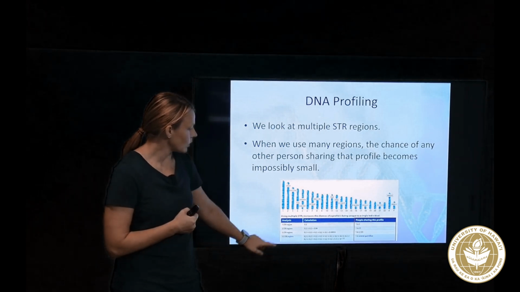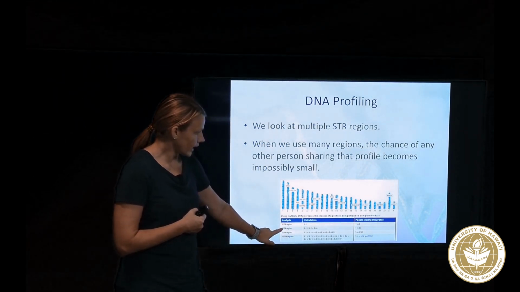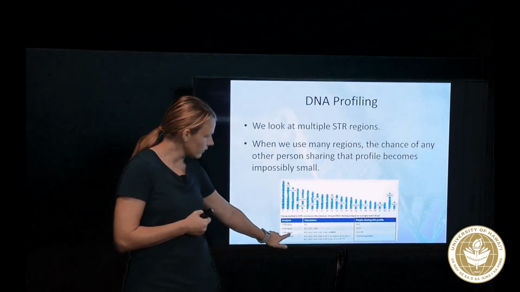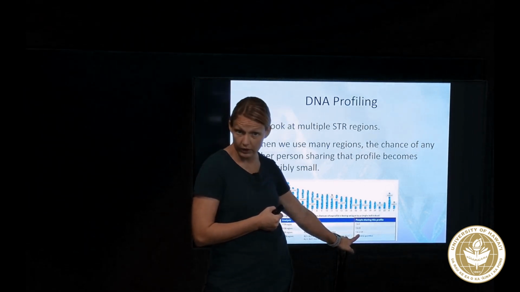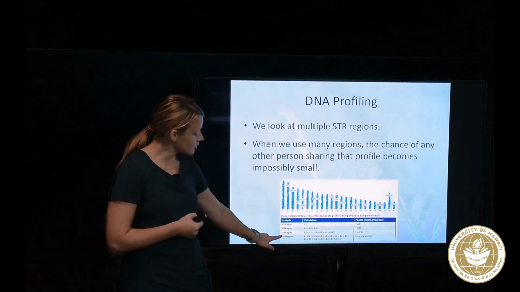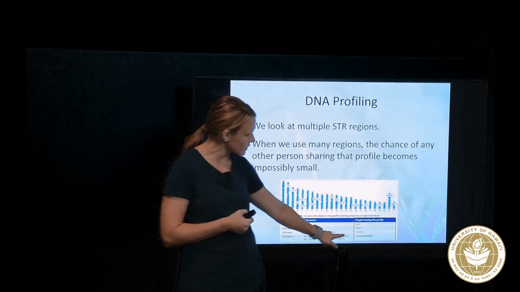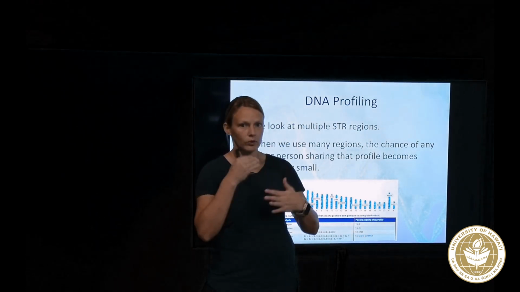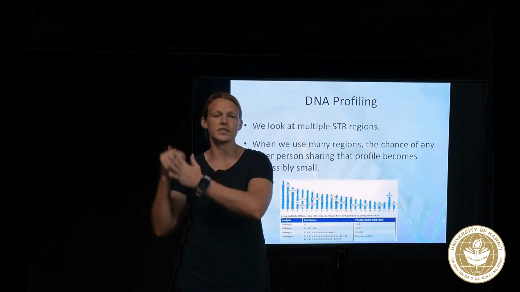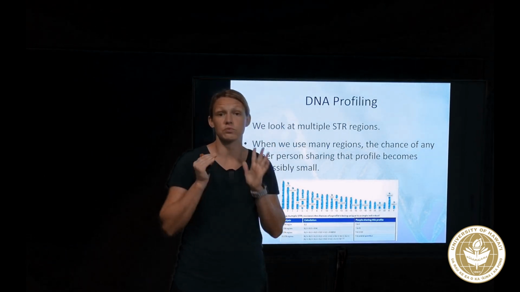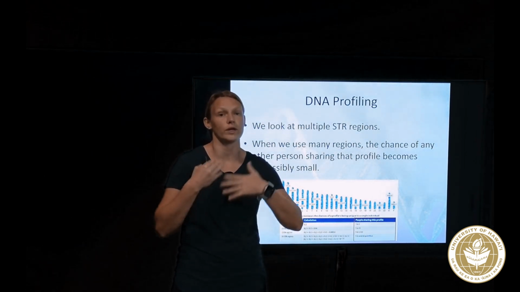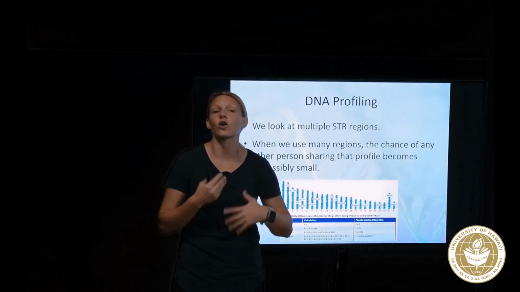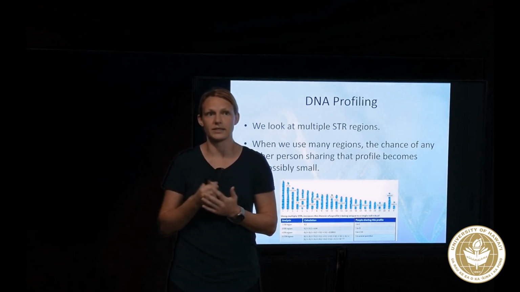If you do 2 STR regions, it becomes 1 in 25. 5 STR regions, 1 in 3,125 people. If you do 15 STR regions, it's 1 in several quintillion people. So you can see really quickly it increases, right? In terms of it's much less likely that you're going to have the wrong individual. Say if you're using this for a crime scene and trying to match suspects up with it.